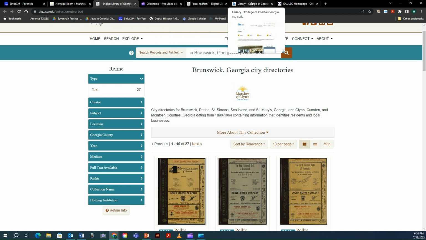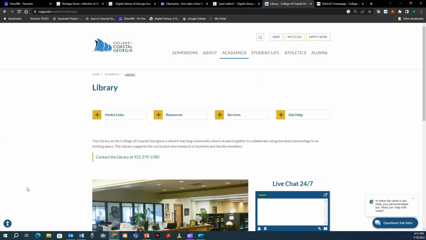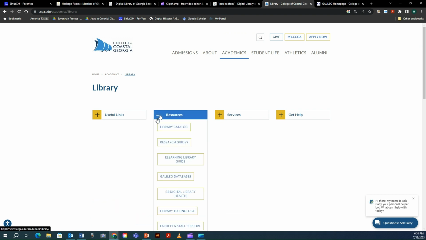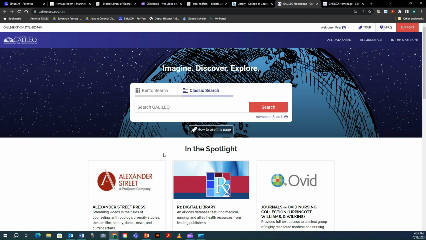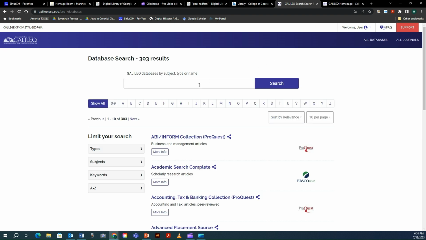So let's go to the library of the College of Coastal Georgia. There it is. What you want to do is go to resources, and then look down at Galileo databases and click on this. Some of you are probably familiar with this. This is how you find books, journal articles, and so on. But we're looking for a database in this case. So we want to click at the upper right here, all databases. And then we have a chance to search the hundreds and hundreds of databases that Galileo has.